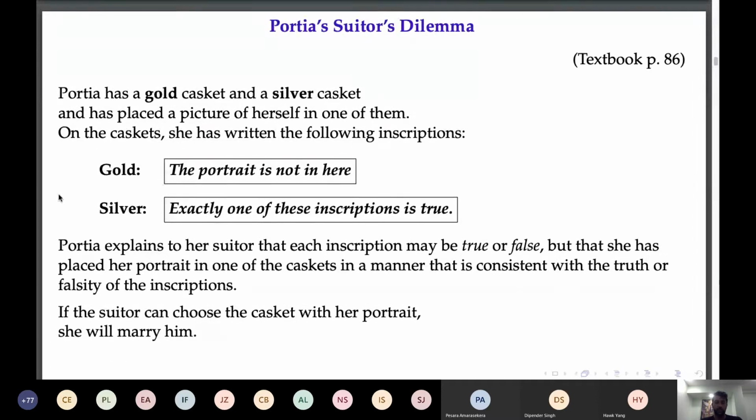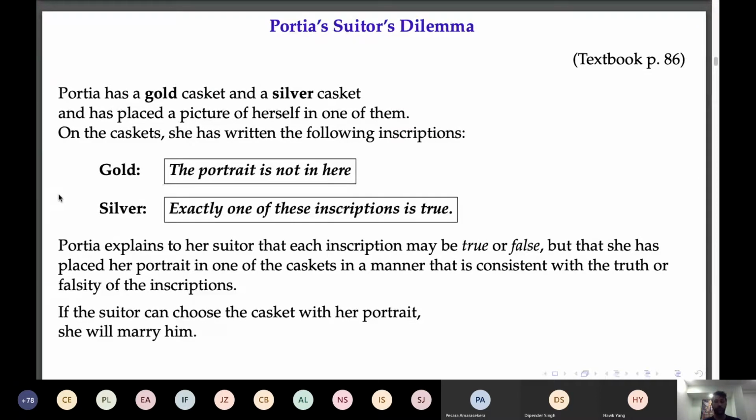So let's look at an example, and we'll see what issues arise. This is a famous puzzle. Portia has a gold casket and a silver casket, and placed a picture of herself in one of them. On the caskets, she wrote the following inscriptions. On the gold one, she said, Portia is not in here. And on the silver one, she says, exactly one of these inscriptions is true.